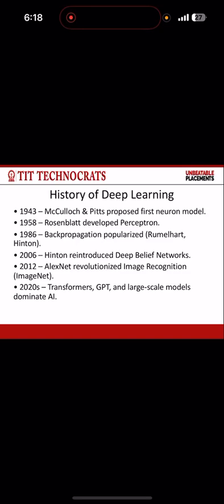So this is the basic history of deep learning. In 1943, McCulloch-Pitts proposed the first neural network, and in 1958, Rosenblatt developed the perceptron. In 1986, backpropagation was popularized, and in 2006, Hinton reintroduced deep belief networks. In 2012, AlexNet revolutionized image recognition, and in the 2020s, Transformers, GPT, and large-scale models dominate AI.